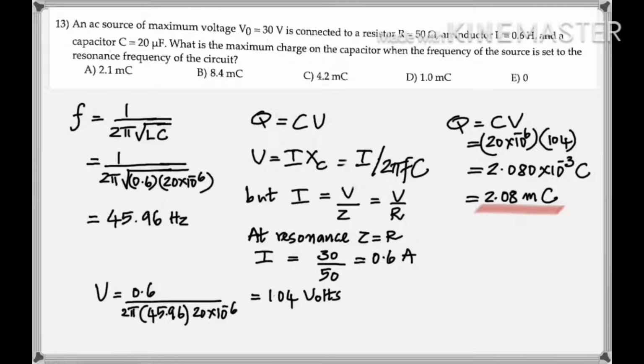So I hope you understood how this problem was worked out. This is a really important problem because it takes you through every formula there is. So first you have to find the resonant frequency. And once you get the resonant frequency, you've got to find the current at resonance. And then find the voltage across the capacitance at resonance. And after that, multiply the voltage with the capacitance value to get the charge on the capacitor.